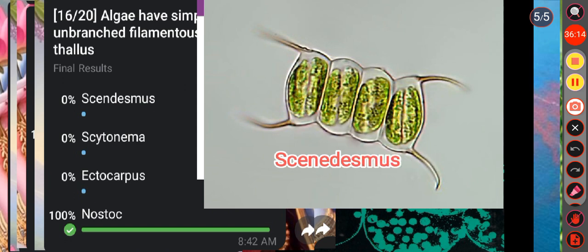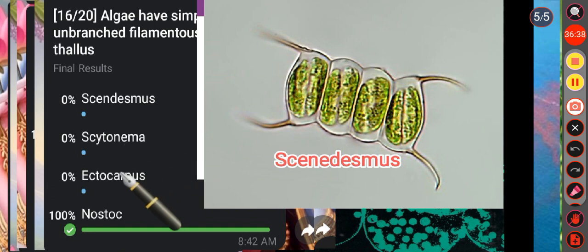So the type of thallus organization present in Scenedesmus is non-motile coenobial form. Then in option B, that is Scytonema. Scytonema is a genus of photosynthetic cyanobacteria, has falsely branched form of filamentous thallus organization.